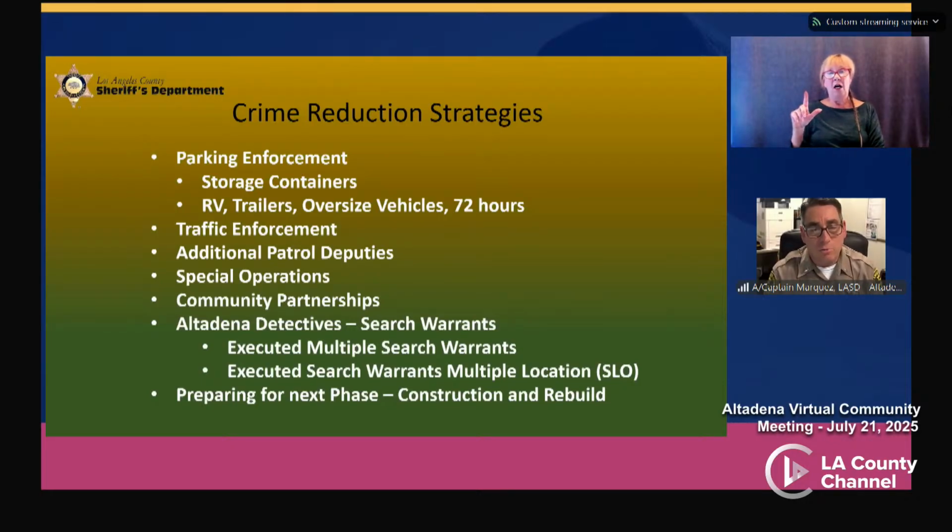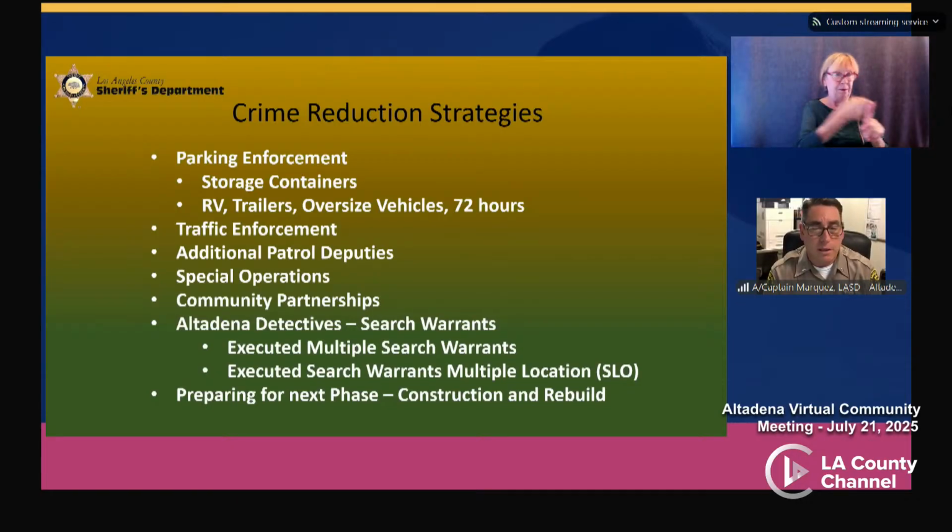We've executed numerous search warrants in the area and even outside of the county. We've executed several search warrants for burglary suspects, made numerous arrests on people that were harming our Altadena community. And recently, last week, we conducted a major search warrant operation where we executed one in San Luis Obispo County and in our county area of Pasadena at the same time, simultaneously.